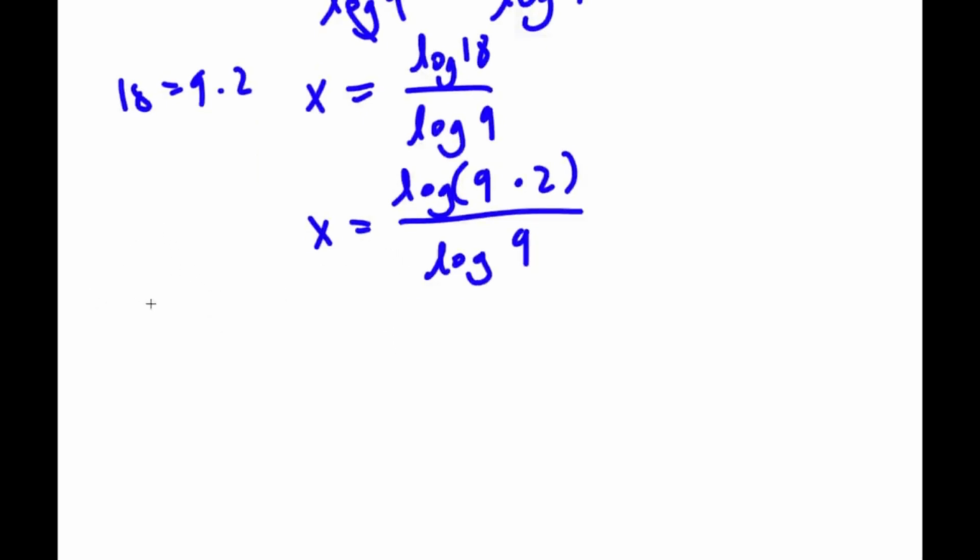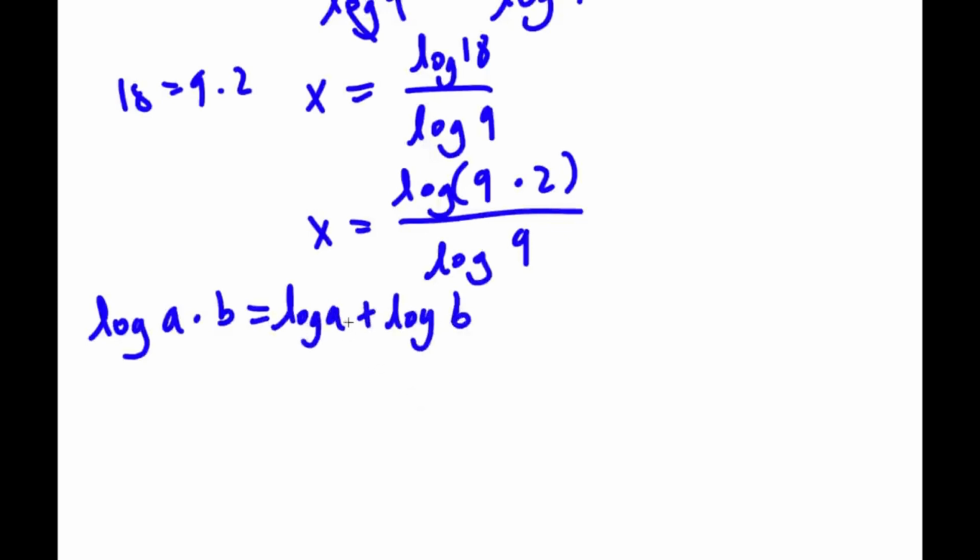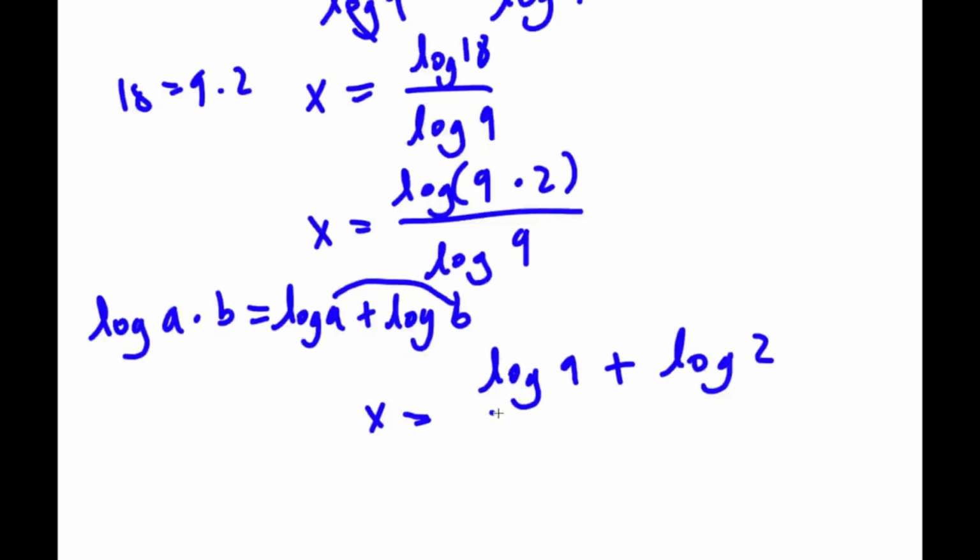So now, if I have a logarithm in the form log a times b, this is actually equal to log a plus log b. Because remember, if you didn't already know, when you're adding logarithms, you're technically just multiplying the two numbers in front of the logarithms. So now log 9 times 2 is going to equal log 9 plus log 2. So now I have log 9 plus log 2 divided by log 9.